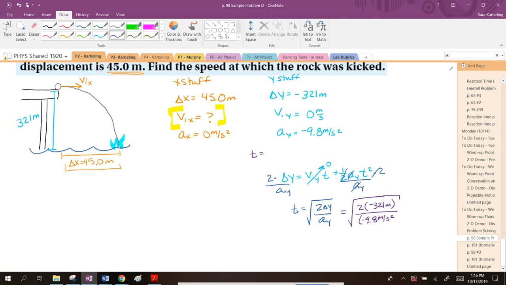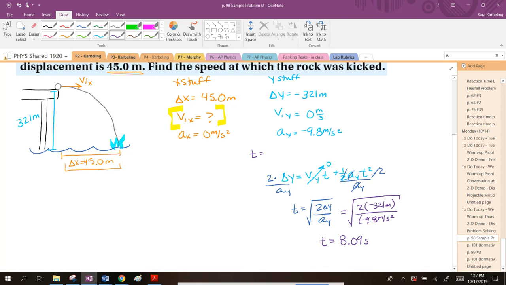Don't rely on me. Make sure that you know how to do this as well. So it's 2 times negative 321 divided by negative 9.8. You've got to have negatives in there for both of them, otherwise it's not going to work. Okay, and then we get a time, something like 8.09 seconds. So again, that time is a lot bigger, but we're talking about 300 meters up in the air, so that's pretty darn high. So 8.09 seconds.